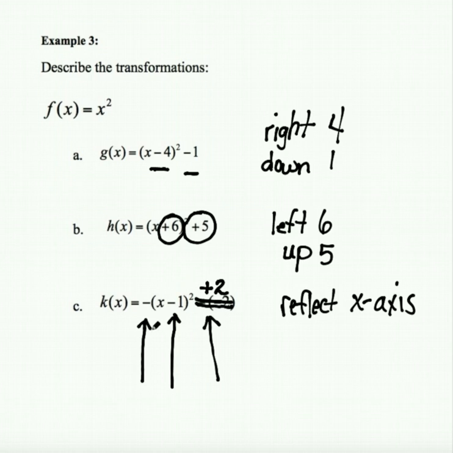A minus 1 on the inside is going to be a shift to the right 1. And our last transformation, this plus 2, is outside of the x squared, so that is going to be a transformation up 2.